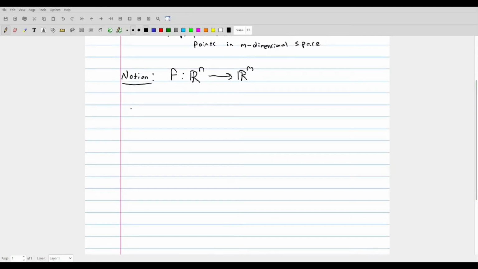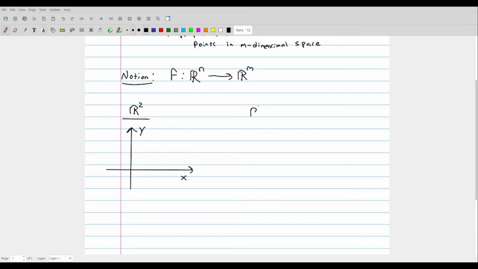For example, R^2 is just the normal plane, where you have one x-axis for the first copy of the real number line and one y-axis for the second copy of the real number line.